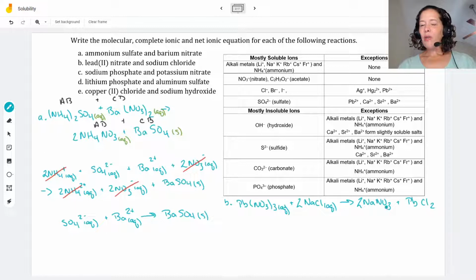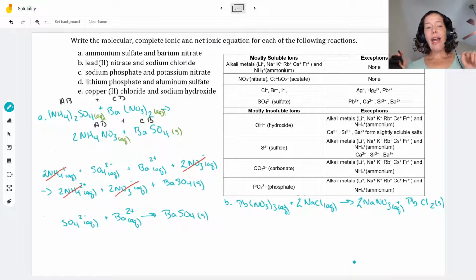Now we go to sodium nitrate. Again, nitrates are soluble, your sodiums are also going to be soluble. And so now we've got lead chloride. So again, if I go to chlorides, I can see chlorides are mostly soluble, but lead 2 is an exception, meaning that lead 2 chloride is insoluble. So I'm going to put an S there. So that is my molecular equation. It's balanced, and I have put in all of my states.